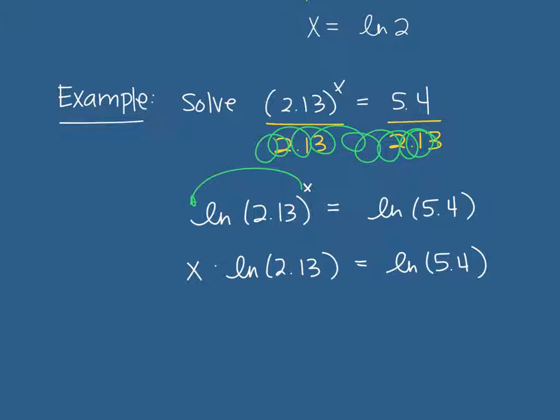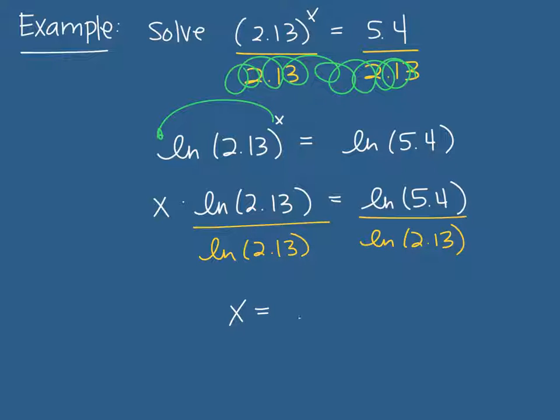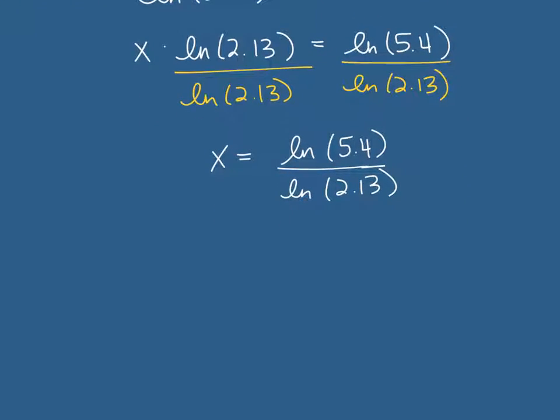And now you can do the division that you wanted to do at the beginning, because this is now actually a multiplication problem. Now that it's a multiplication problem, I can divide by the ln of 2.13. And so x alone is the ln of 5.4 and the ln of 2.13, which you will leave as a fraction unless you have access to a calculator, at which point you will type that into your calculator.